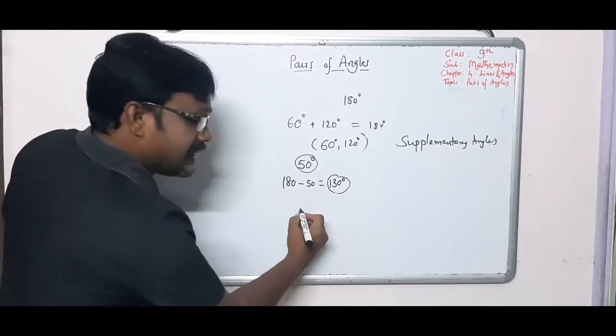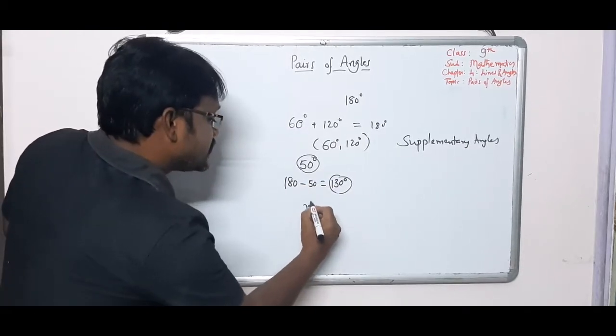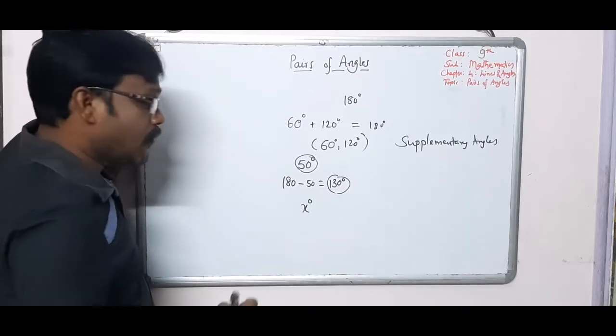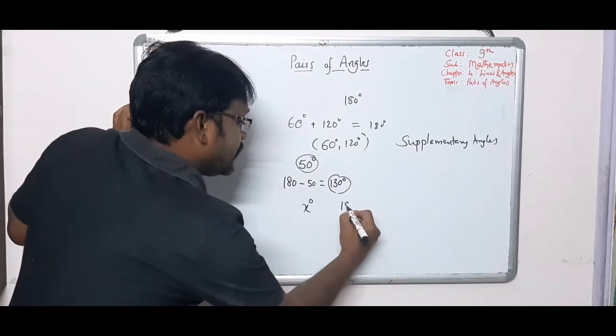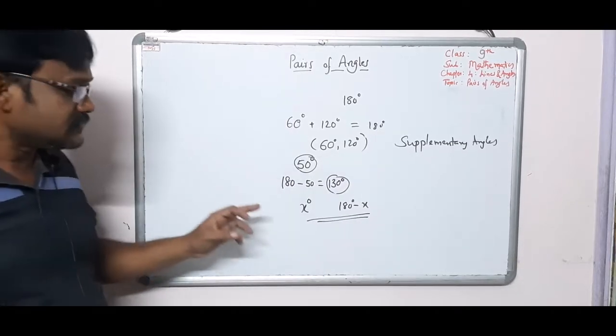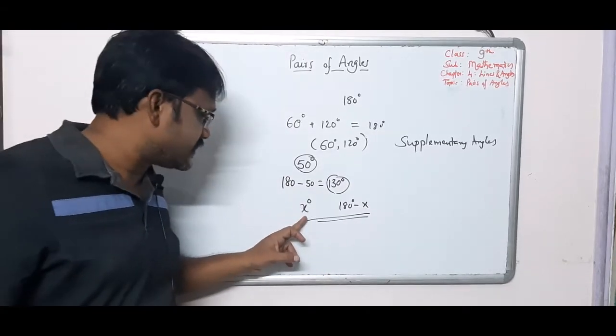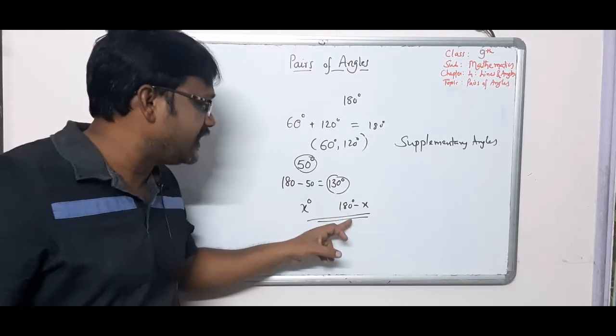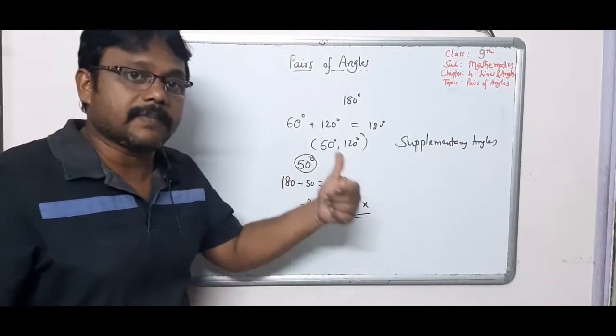Let me ask you once again, if one angle is x degrees, what is its supplement? 180 minus x, right? So you can remember this: if one angle is x degrees, then you need to subtract it from 180 to get its supplement.